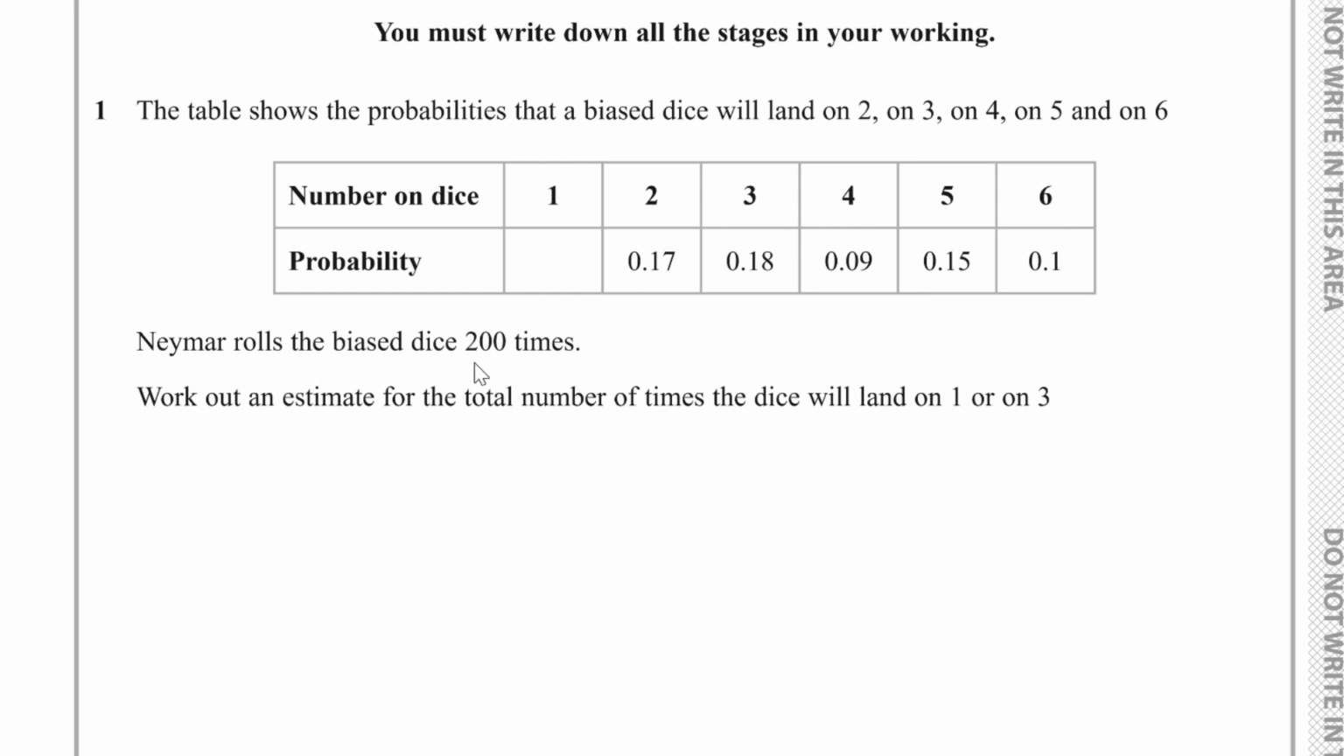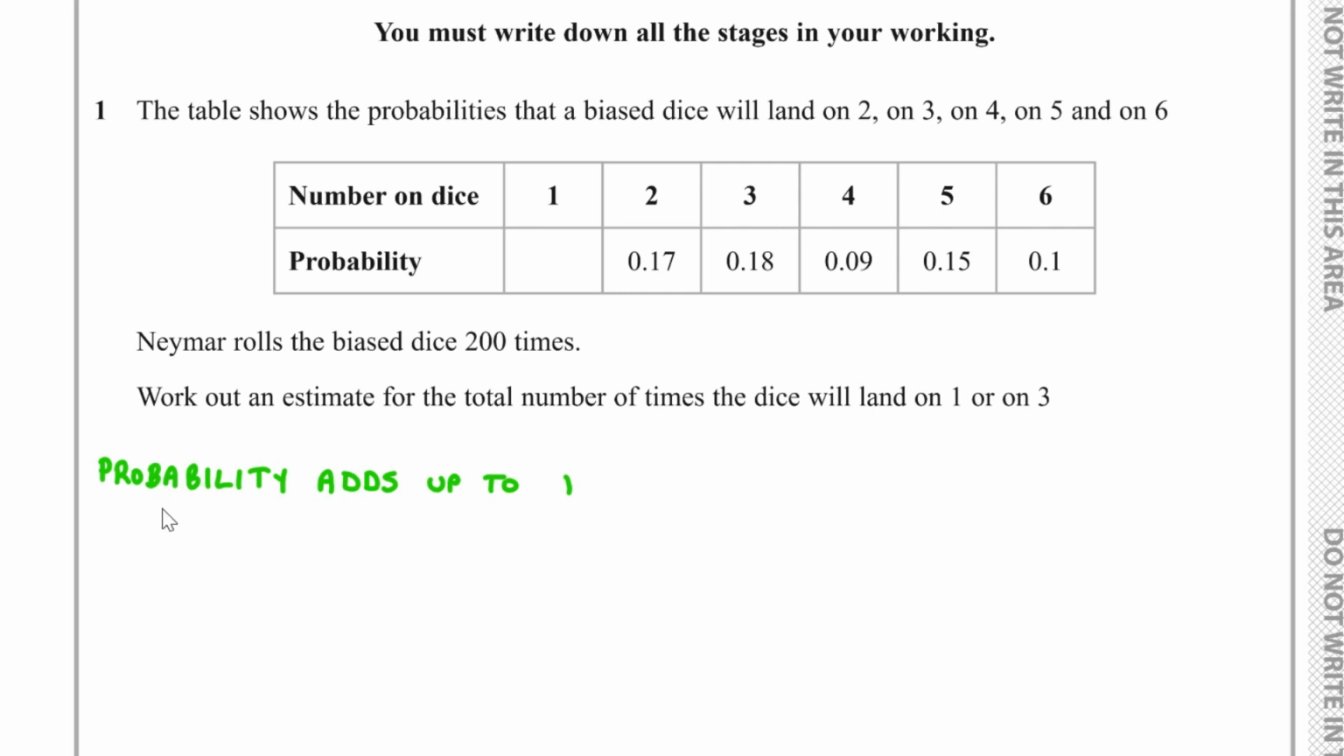Neymar rolls the biased dice 200 times. We have to work out an estimate for the total number of times the dice will land on 1 or on 3. Well, first of all, we need to find this missing probability here.